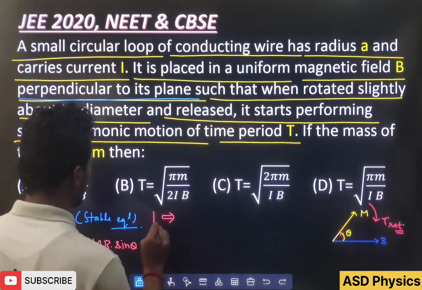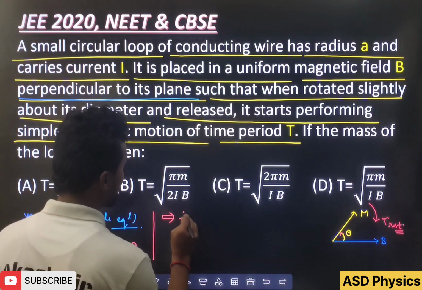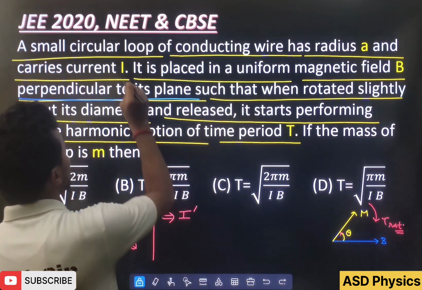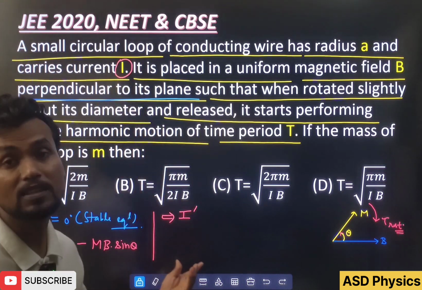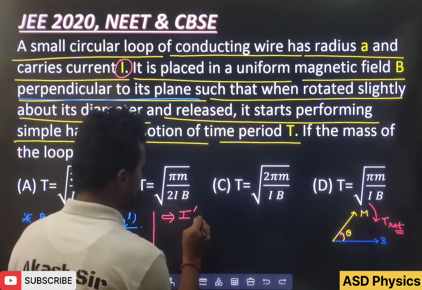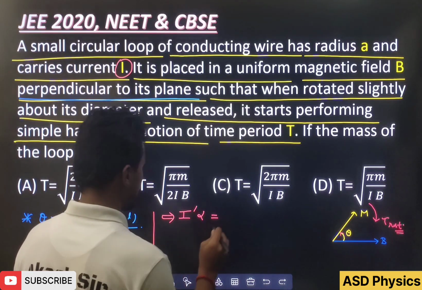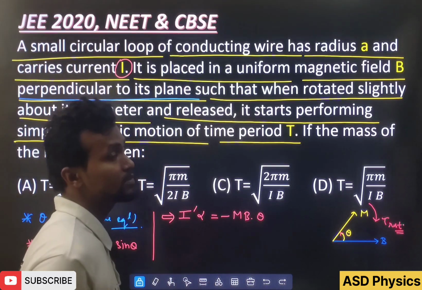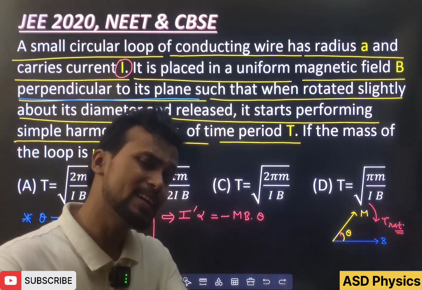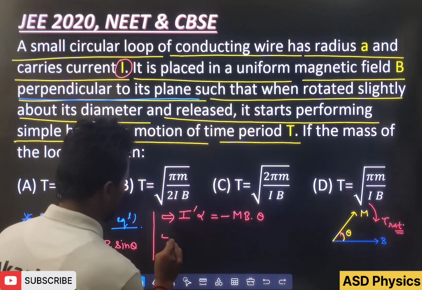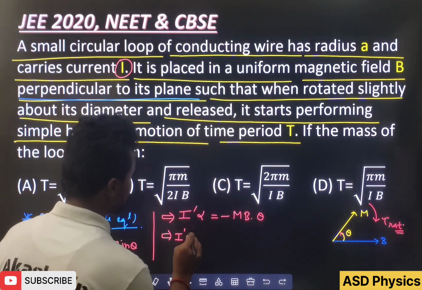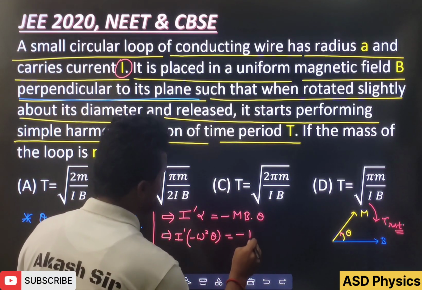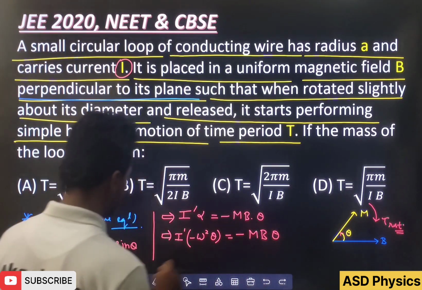Now after that, remember that the torque is given by moment of inertia. Moment of inertia, here I am writing I dash. Why? Because current is given as I. So I can write I dash alpha is equal to minus mB sine theta. Theta is very, very small. So when theta is very, very small, sin theta we can take approximately theta, not a problem. So see here, this is the I dash alpha; for angular SHM it is minus omega square theta, and here minus mB theta.